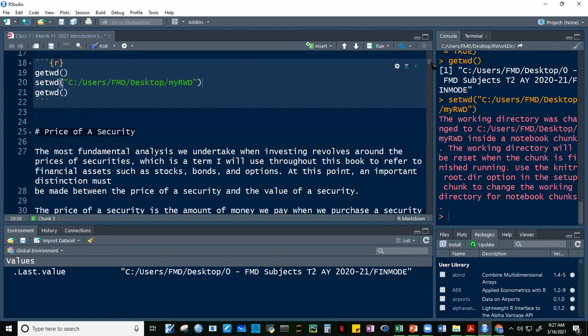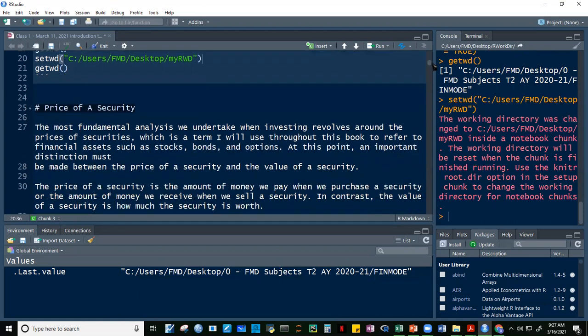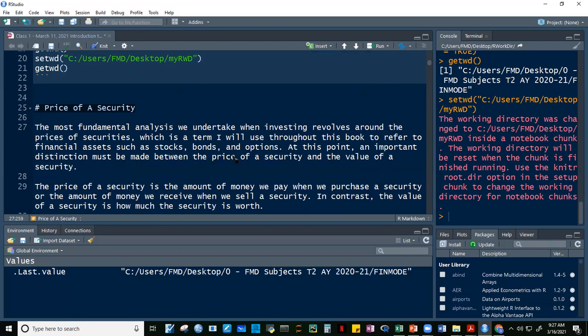Okay, so in this subject, this is financial modeling. We're going to look at financial modeling. The first topic that we're going to discuss is navigating Quantmod, getting the price of a security, and doing some analysis with the security, or assets or stocks. So let's just go through these notes that I created.